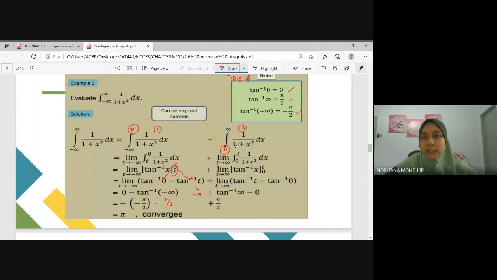Okay, so untuk yang kedua ni, the interval is from 0 to positive infinity. Masukkanlah t and 0. So tangent inverse infinity is equal to pi over 2 minus 0. So jawapan dia pi over 2 untuk second term. Okay, and then last one ni kita tambahkan lah kedua-dua term ni. Pi over 2 plus pi over 2. So we get the solution is equal to pi. So it is converge. Kena tulis conclusion converge.